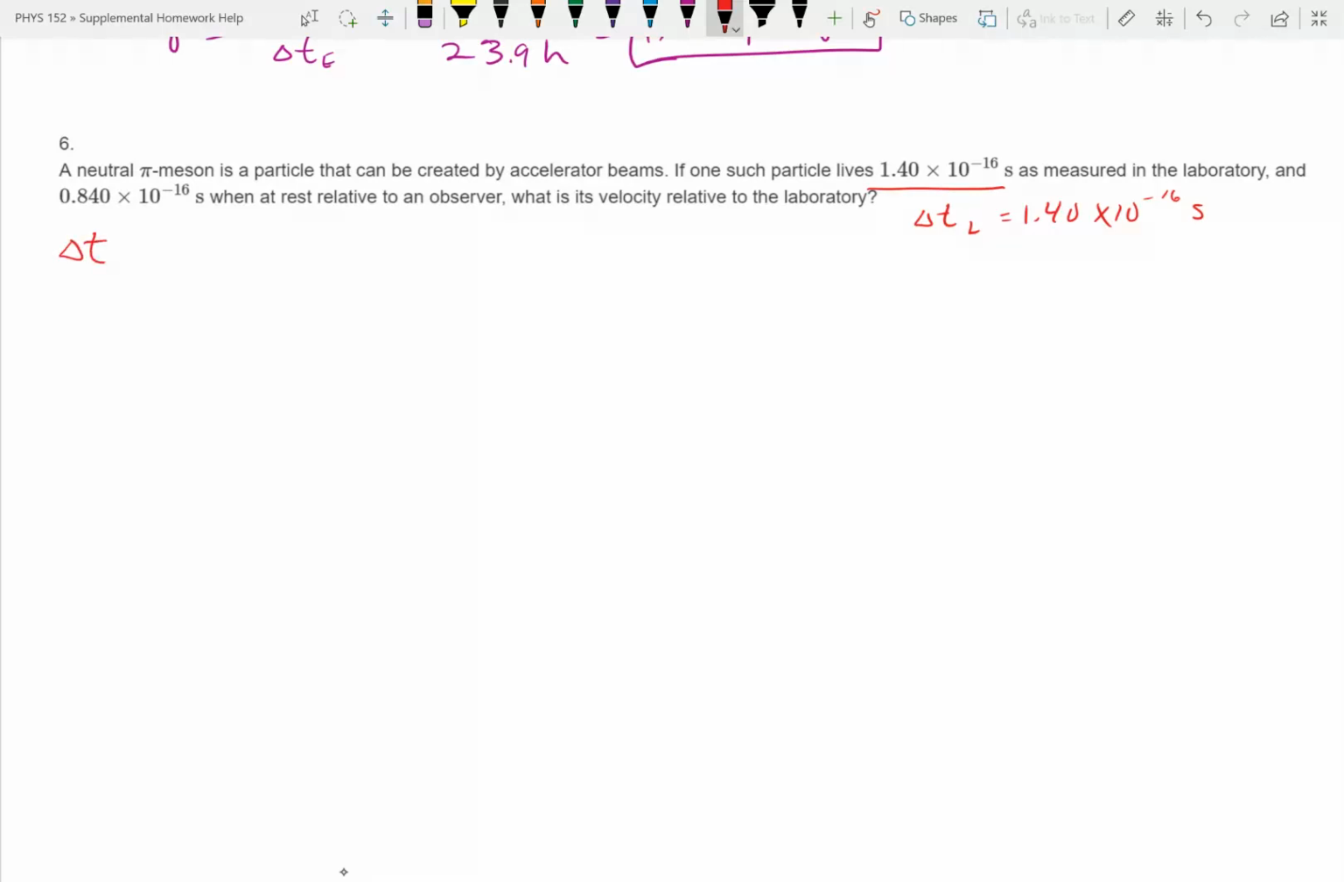And delta t rest is equal to 0.840 times 10 to the minus 16 seconds. What was the velocity relative to the laboratory? Okay, so talk me through your thought process here.